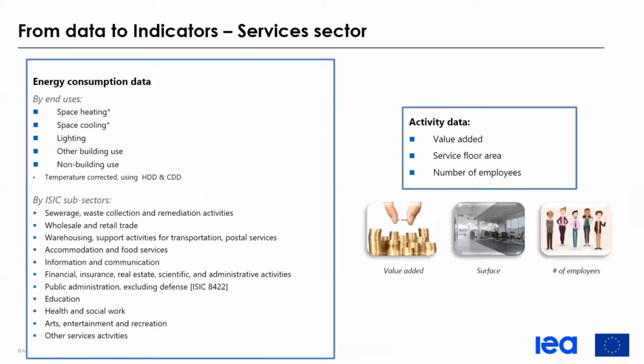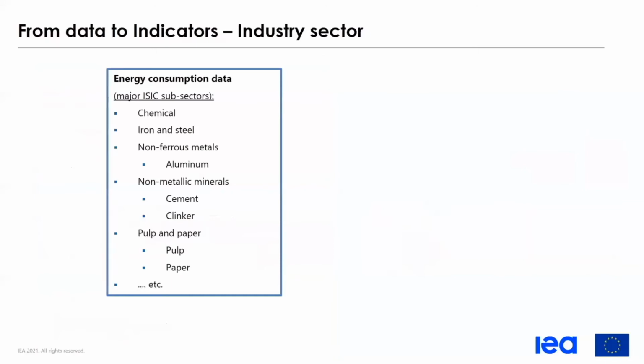And the most relevant activity data would be the value added, the floor area, or the number of employees, for example. The next sector is industry, and for energy, in the IEA we collect data for 19 major ISIC subsectors, and when it's possible we encourage more detailed data collections.